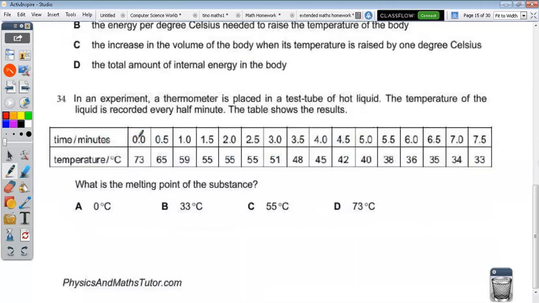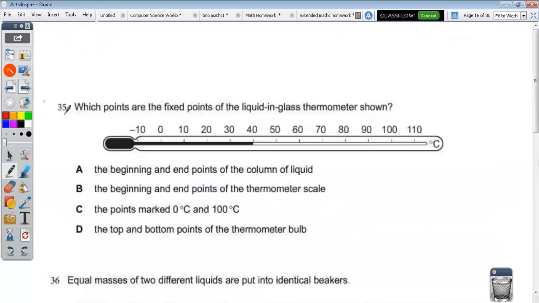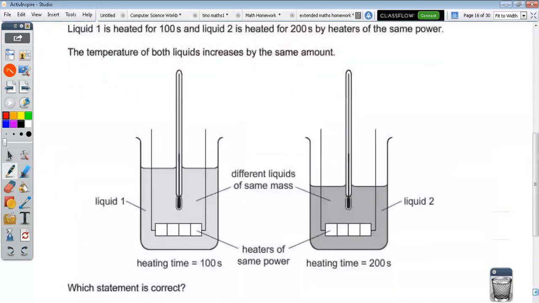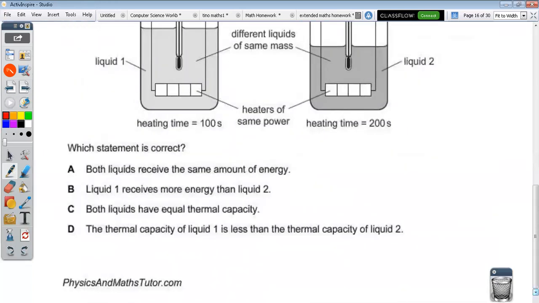This is the same. Online is the same thing. It's the exact same question. Yeah, it is. Human error.